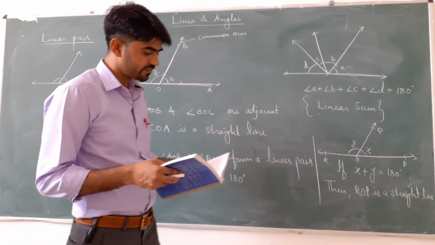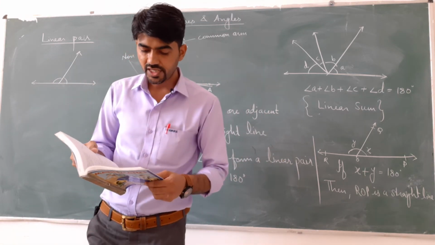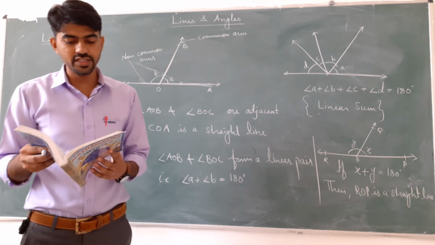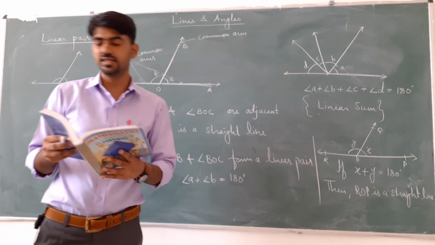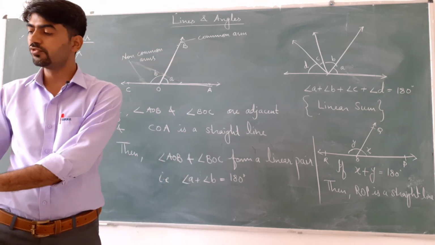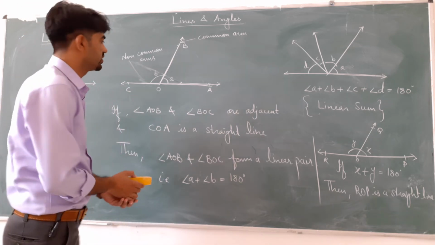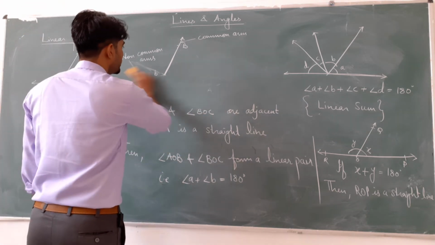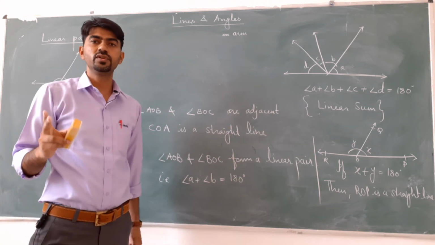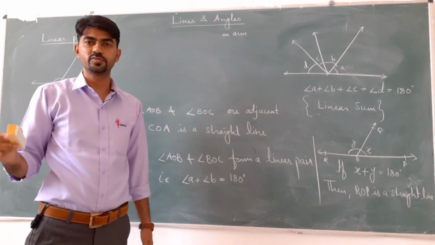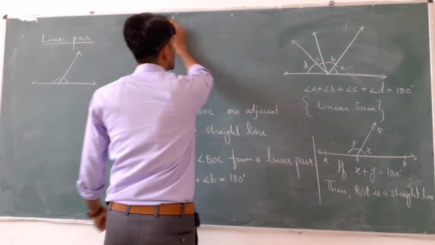Then we have theorem 6.1. If two lines intersect each other, then the vertically opposite angles are equal. The proof of this theorem is also there in our syllabus. Now we'll discuss the proof of this theorem. After writing both the axioms, you will write the statement of theorem 6.1 and the proof of this theorem, as we will do now.